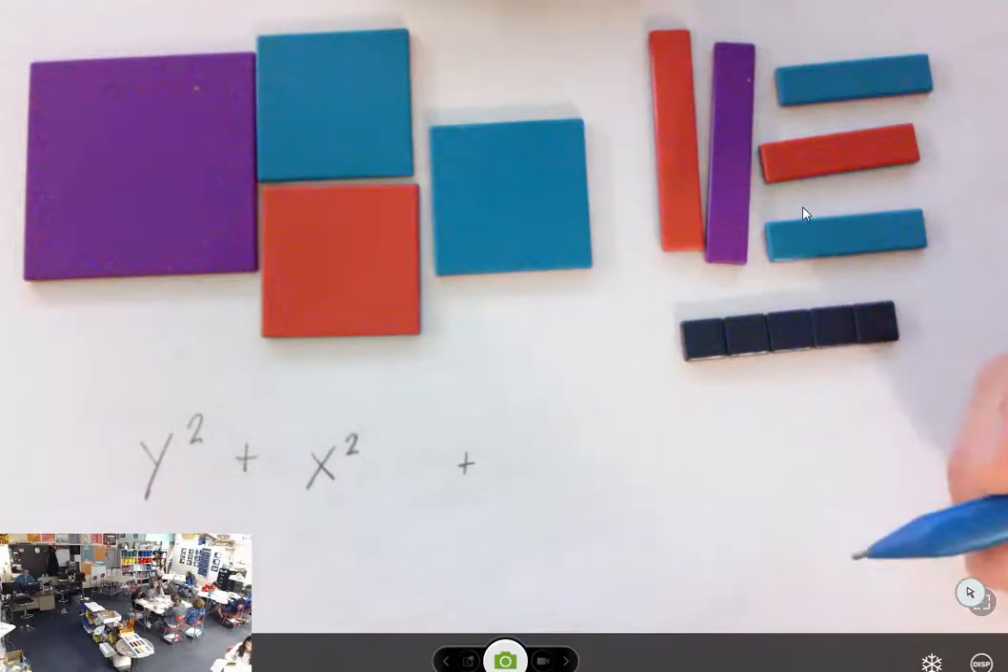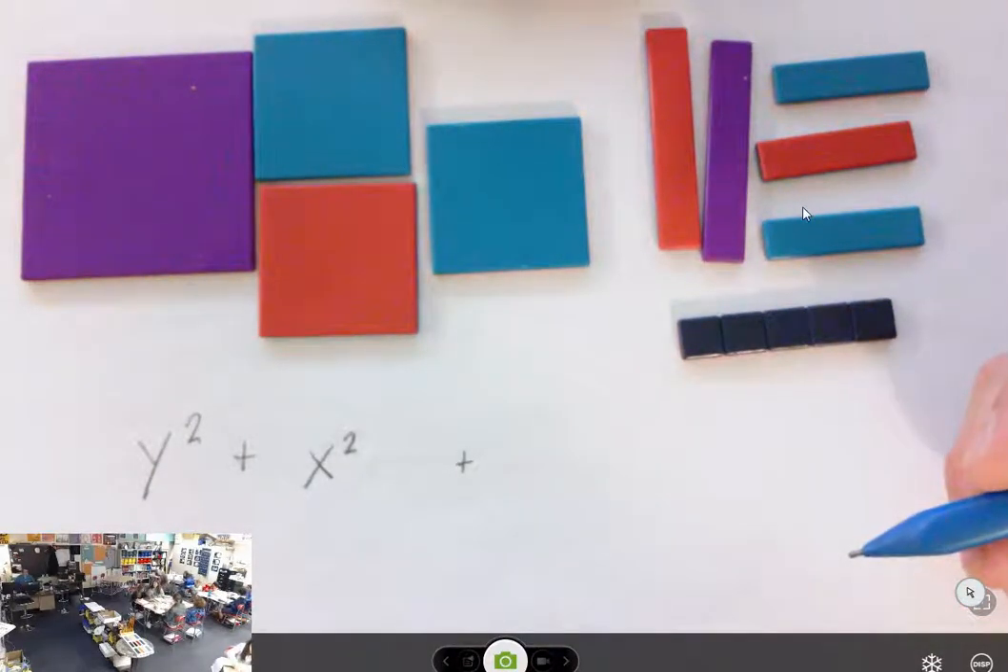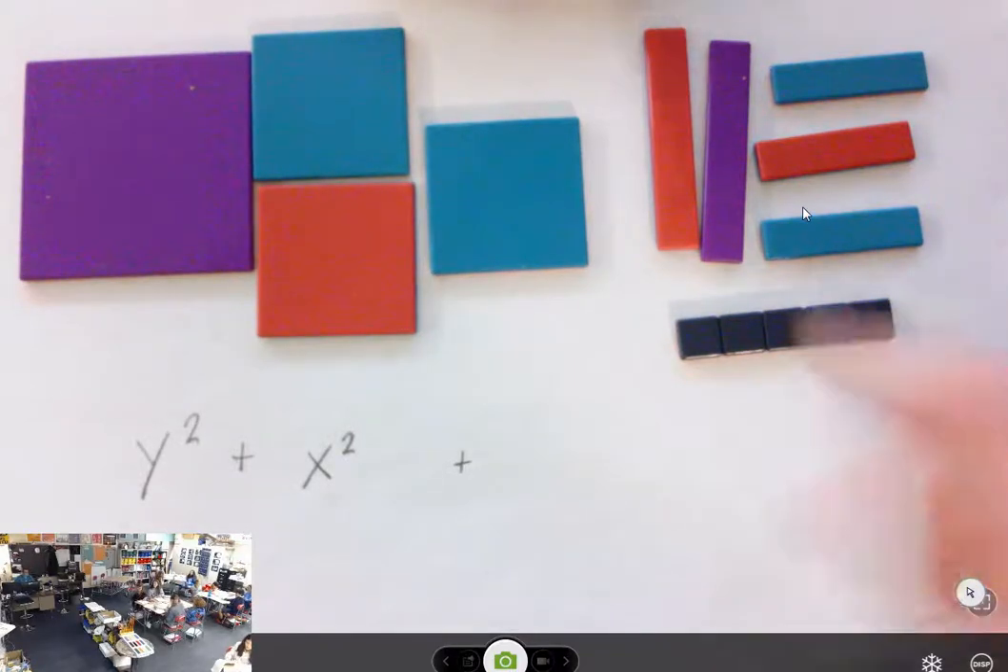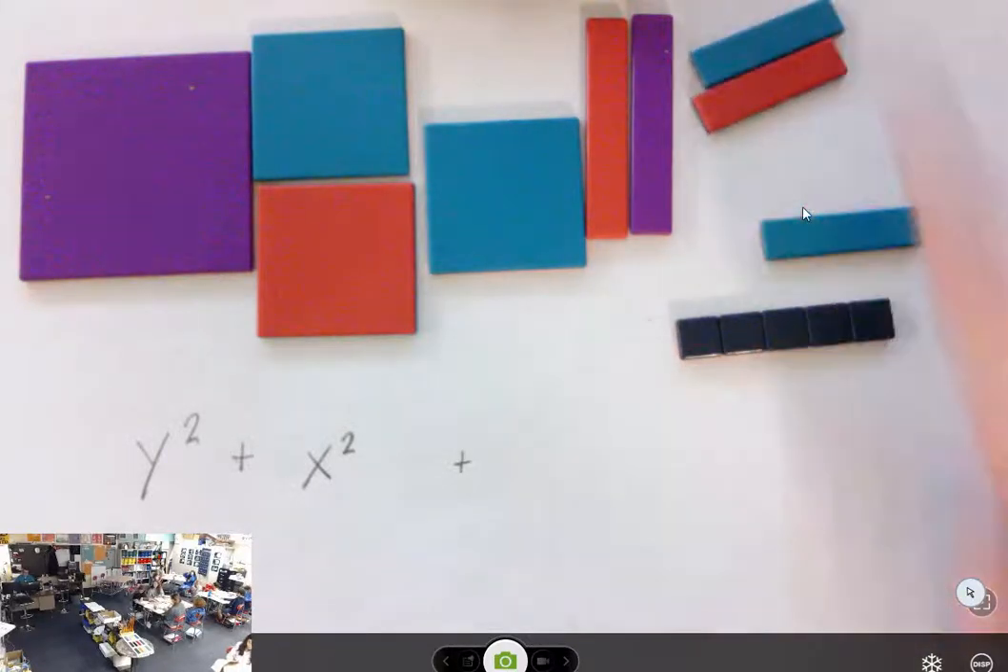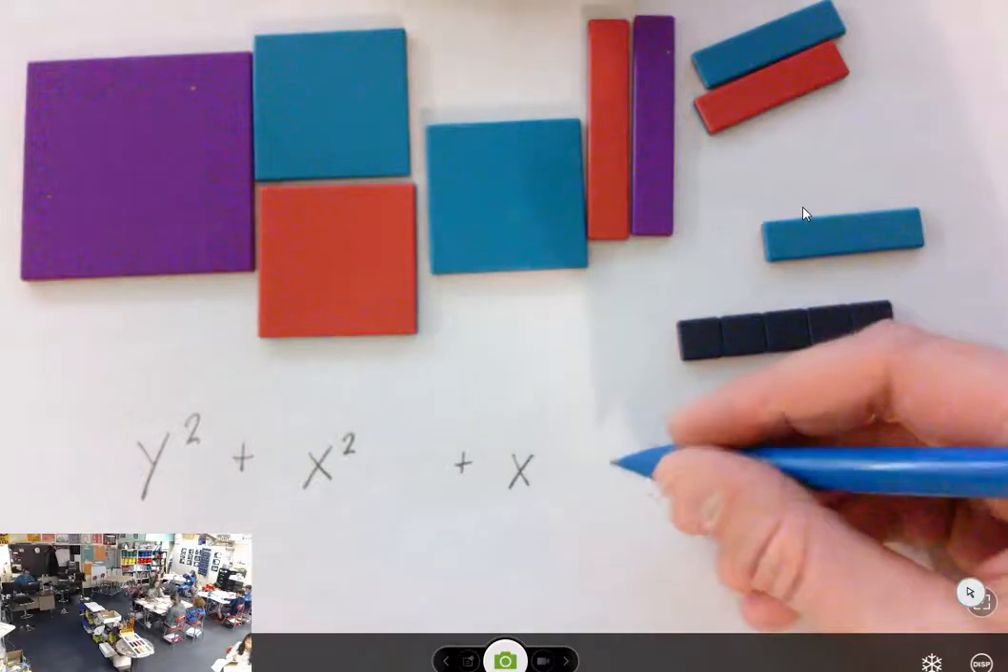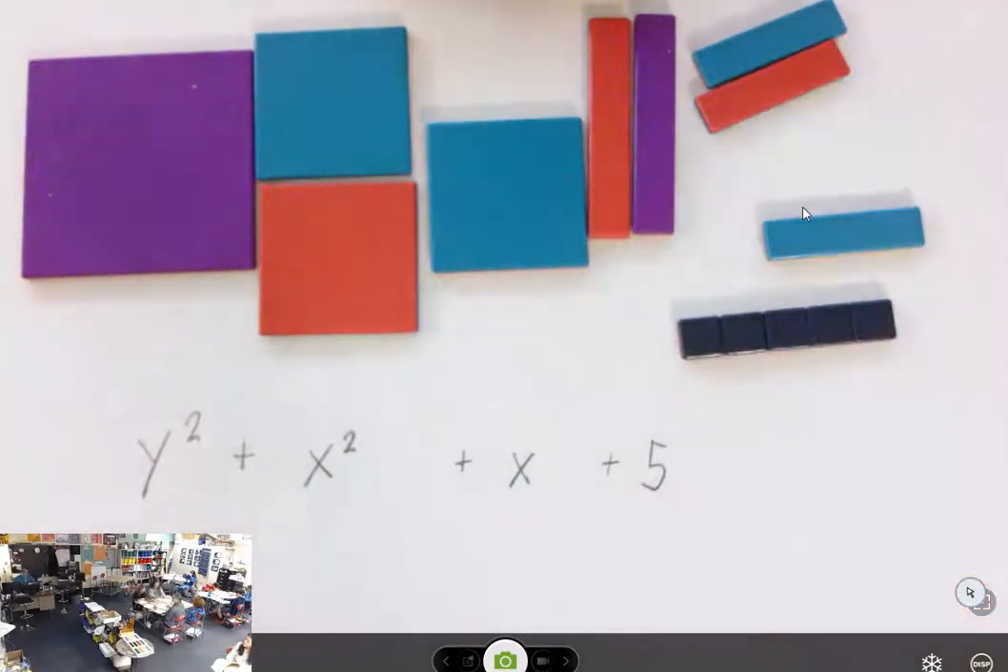Then plus, all those y's cancel out. So now you have x plus 5. Any questions on how we got that?